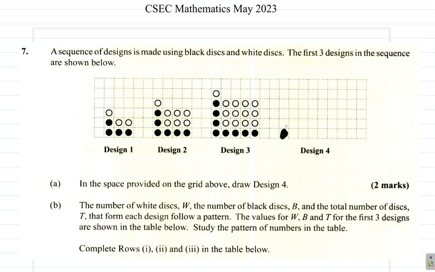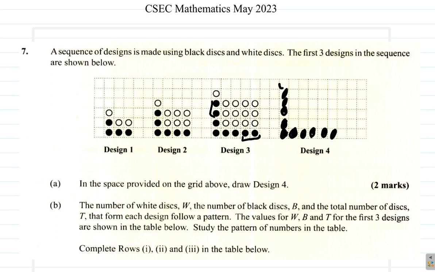You have black disc. This would look like design 1. 1 top, 2 to the right. But here, for design 1, this is what you have. But this time, following from design 3, it was 2 above and 2 to the right. This time it will be 3 above. 1, 2, 3. 3 to the right. 1, 2, 3.